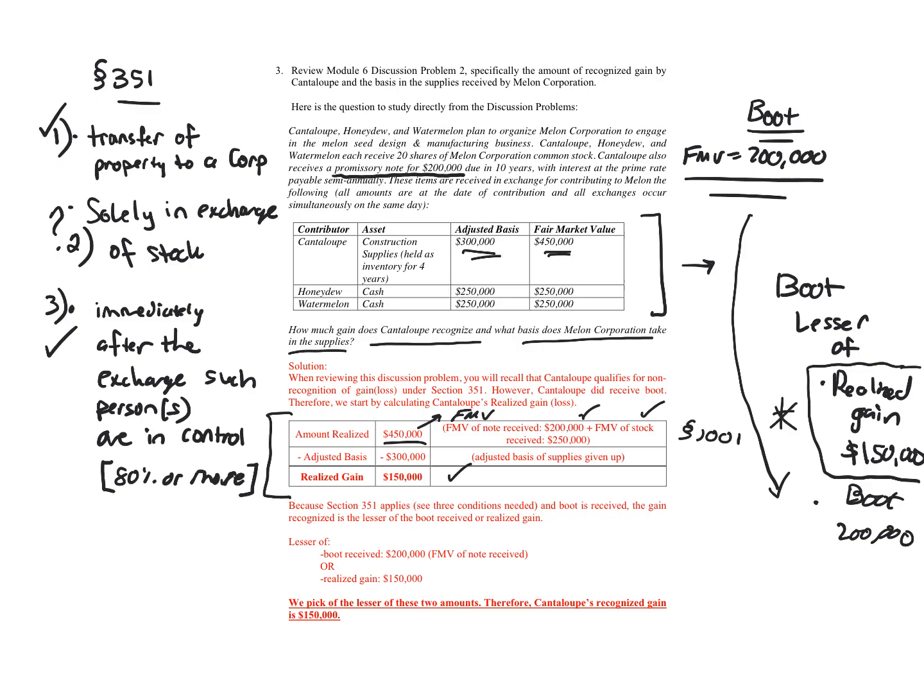So that's not the end of the question, right? That's just the first part. What is the amount of gain recognized? It's $150,000 by Cantaloupe.